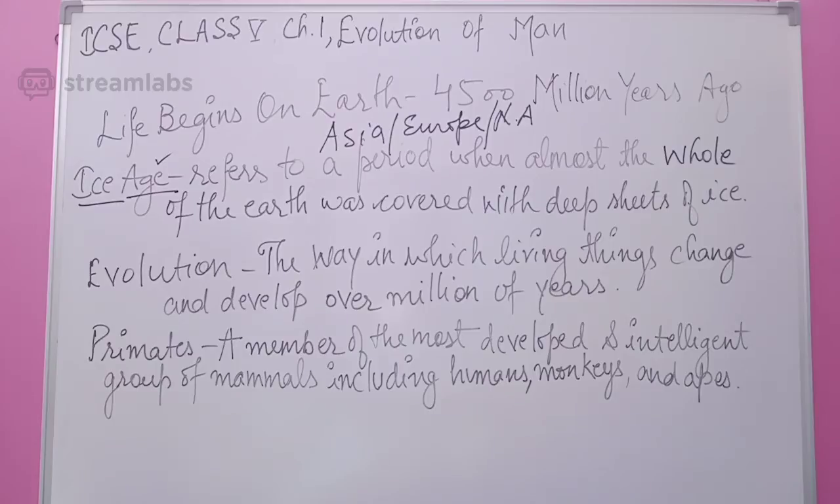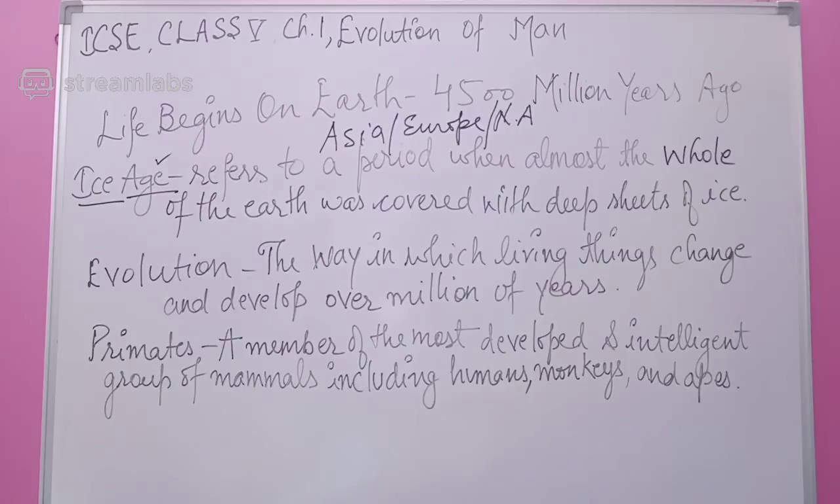The early man used to travel from one place to another in order to get a suitable climate. But the problem was that at certain places it was too cold and at certain places it was too hot, and both these conditions were very difficult for a human being to survive.